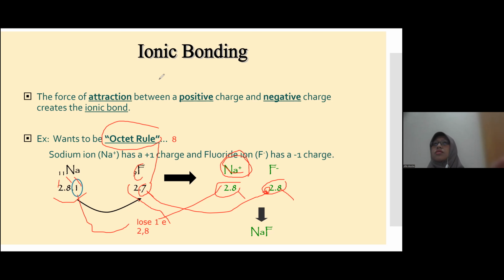So this is the reason why an atom has to become a cation or an anion, because they want to be stable. To be stable is to be completely octet. Octet is 8 electrons, 8 valence electrons.